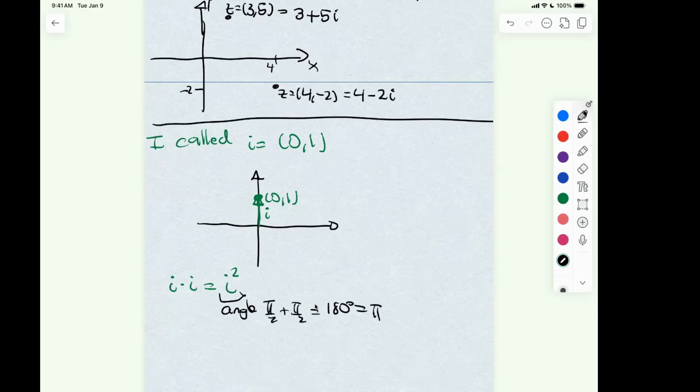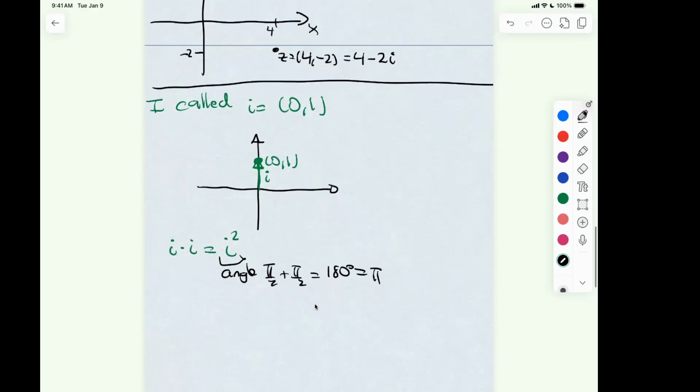distance, right, what it should be, its length. This has length 1. I mean, it's pretty easy to see. So 1 times 1 is 1, right? So its length should be 1 times 1, which is 1.